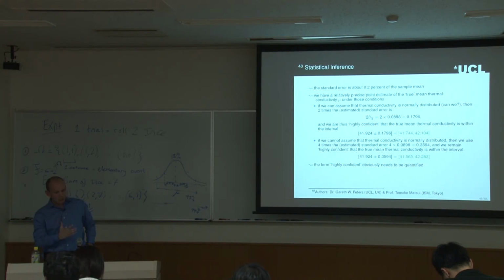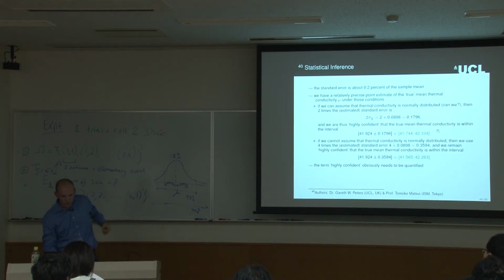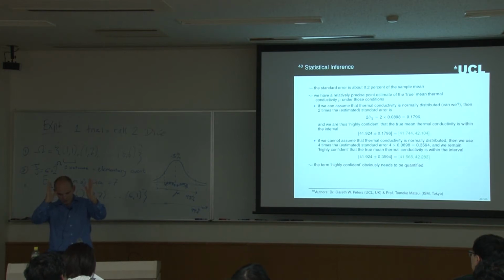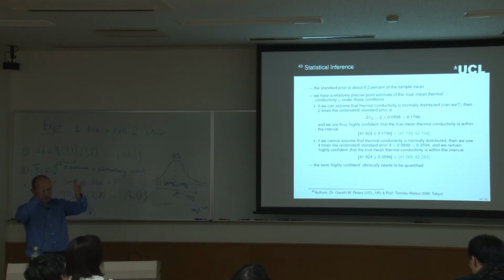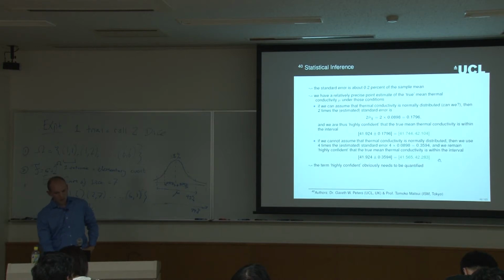Then 2 times the standard error, we have just multiplied by 2, we have this 0.1796. So we have this interval around our sample mean, plus or minus this 2 standard errors. So we have this interval, 41.744 to 42.104. Okay? So if we assume normally distributed thermal conductivity, then 95% of the time we have this confidence interval. Now, if we don't assume normality, we use 4 times the estimated error, as pointed out by the Chebyshev inequality, then we have this slightly wider confidence interval. Okay.